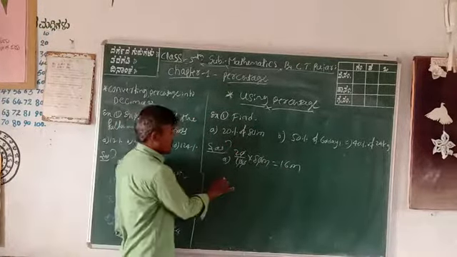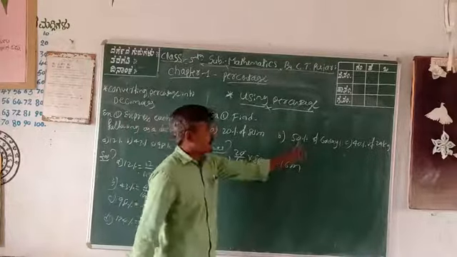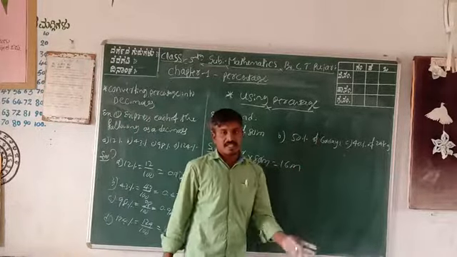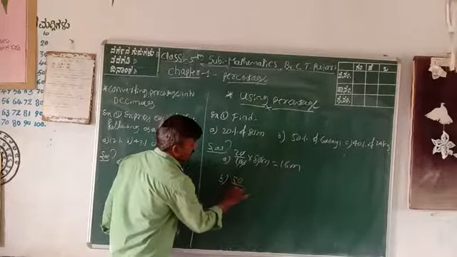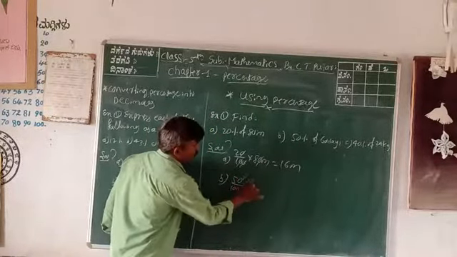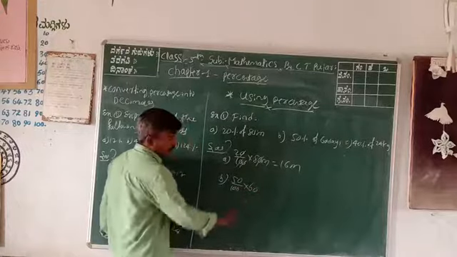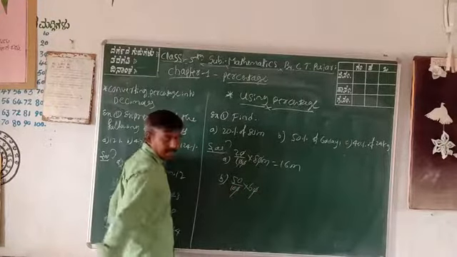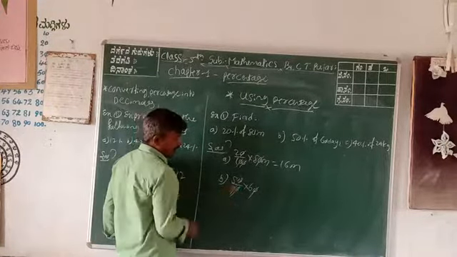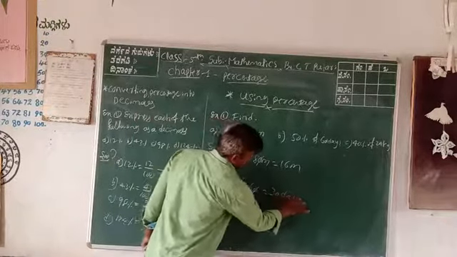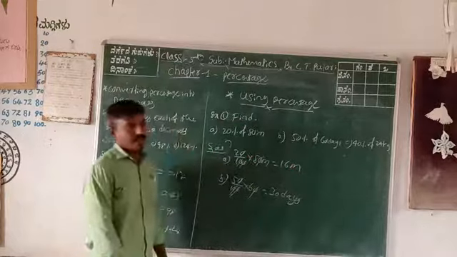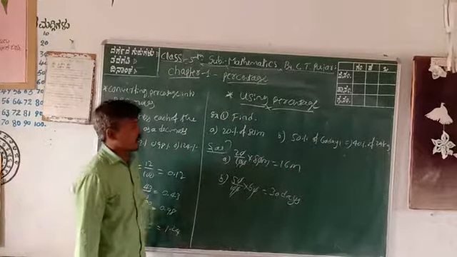Next, B, 50% of 60 days. That is 60 days here. You can find out: 50% means 50 by 100 into 60. 1 0 cancel, 1 0 cancel, next this 0 cancel, 0 cancel. Therefore, 5 6s are 30 days. 30 days are here. Last question.